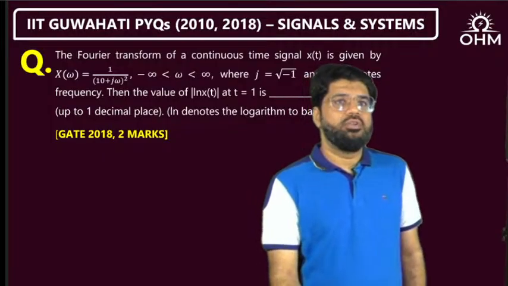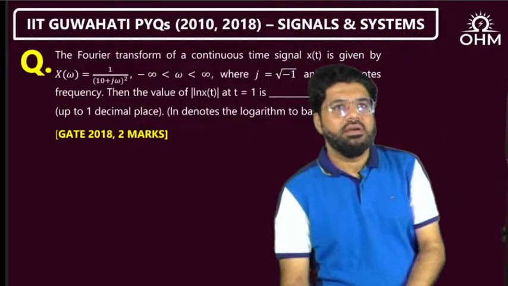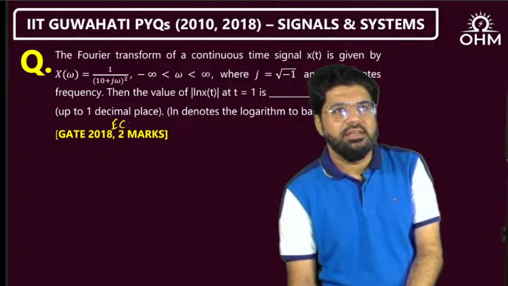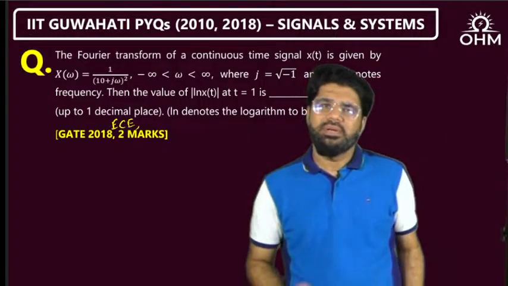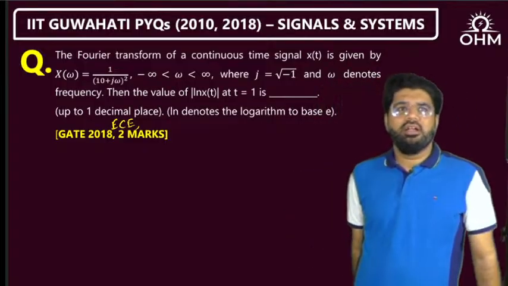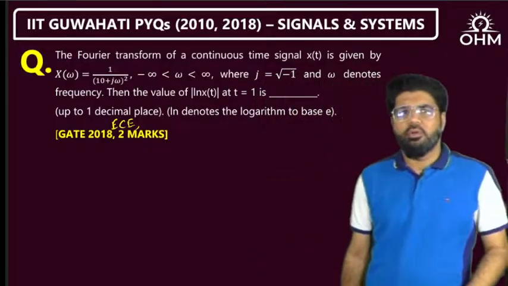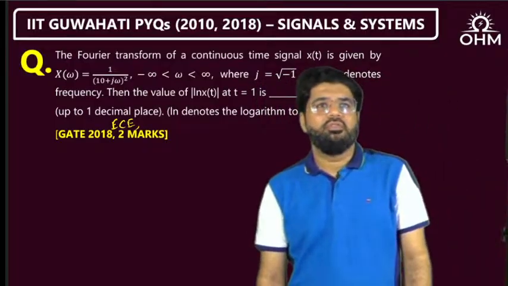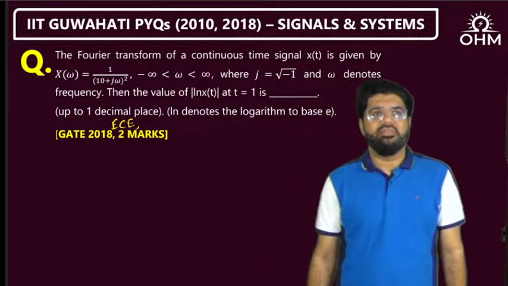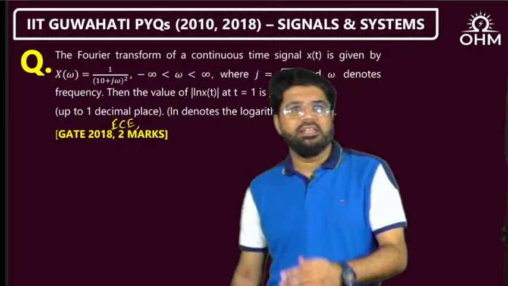Okay, GATE 18, 2 marks question. EC. I think I forgot to mention here EC 2 mark, but simple one. Fourier transform property. Not only a property, it's one of the basic Fourier transform relations; even the property is not required. The Fourier transform of a continuous time signal is given as X omega equal to 1 upon (10 plus j omega) whole square, for omega from minus infinity to infinity.